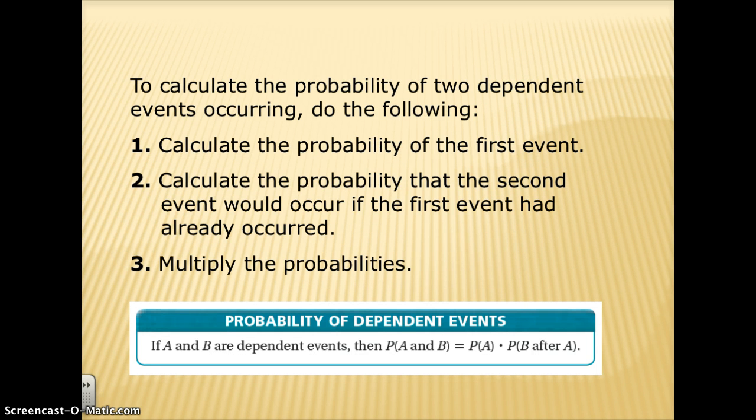To calculate the probability of 2 dependent events, do the following. Calculate the probability of the first event. Calculate the probability that the second event would occur if the first event had already occurred. Multiply the probabilities. So we still multiply the probabilities. However, we have to make sure we're taking into account that A has happened and that impacts B.